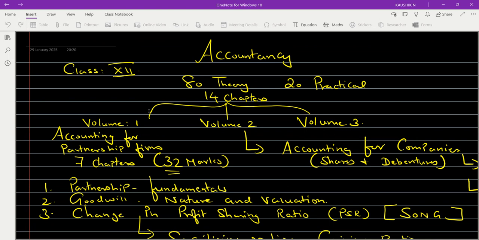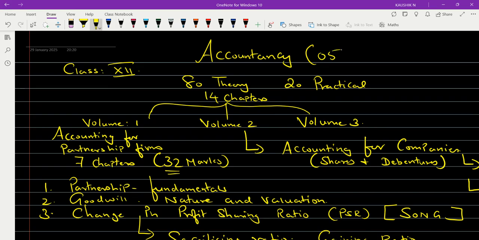Right. So here you can see the topic accountancy, the subject code. You must be careful about the subject code. So accountancy, the subject code is 055. As you know very well, even in 11th standard you wrote the theory exams for 80, and then you will be having a practical for 20.